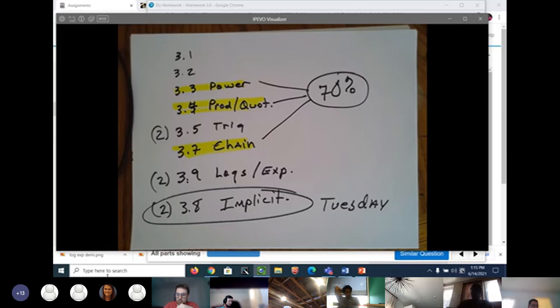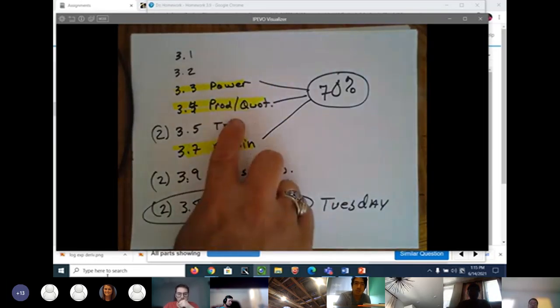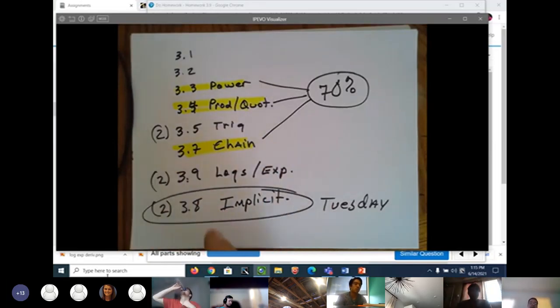Now, I've left off a couple of sections. Well, we haven't got there yet. I'm doing what I think is important. That's why I did these three first. Now you can work on trig and logs, and it'll be a whole lot easier than if you just did it in order.